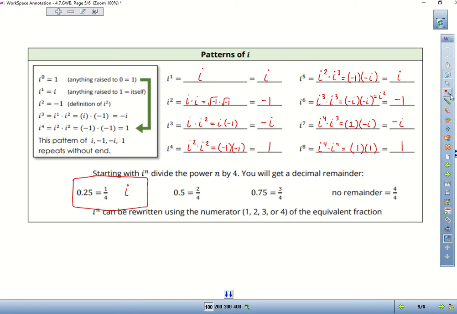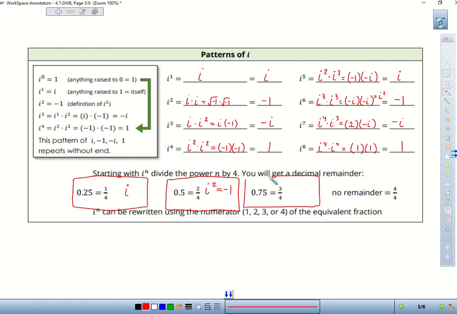If you do the math and you divide your exponent by 4, like we said to do, and you get a decimal of 0.5, then that means yours is i squared, which is also known as -1. So your answer is -1 if you get a decimal of 0.5. If you divide your exponent by 4 and you get 0.75, that means you have i to the 3rd power, which is also -i.